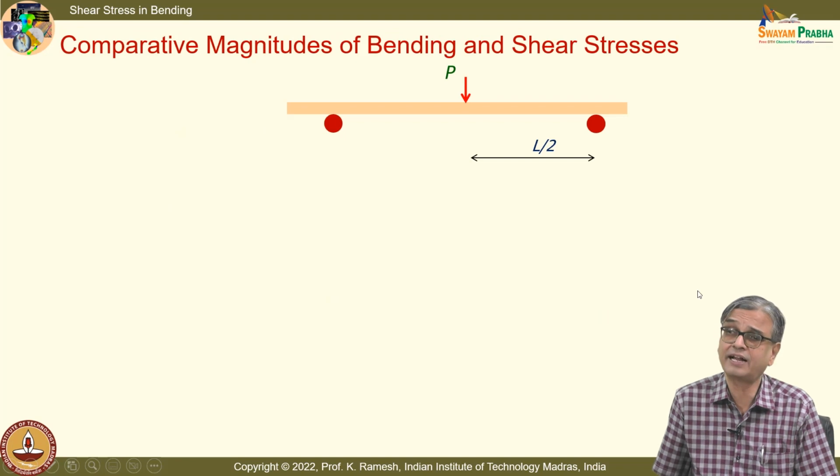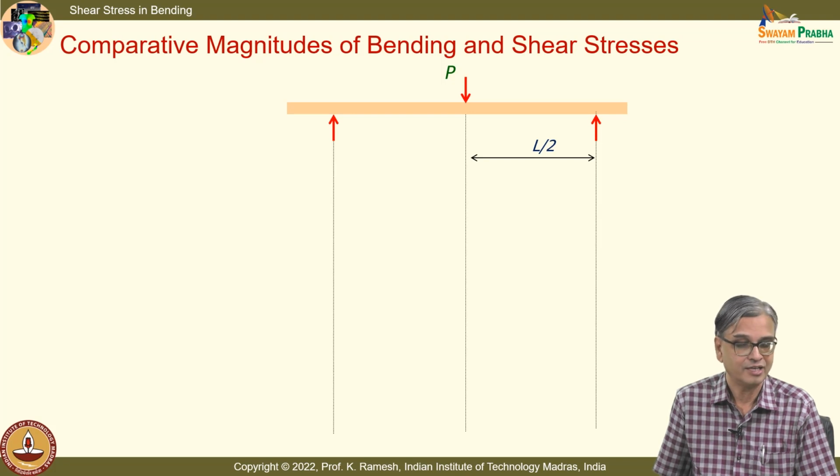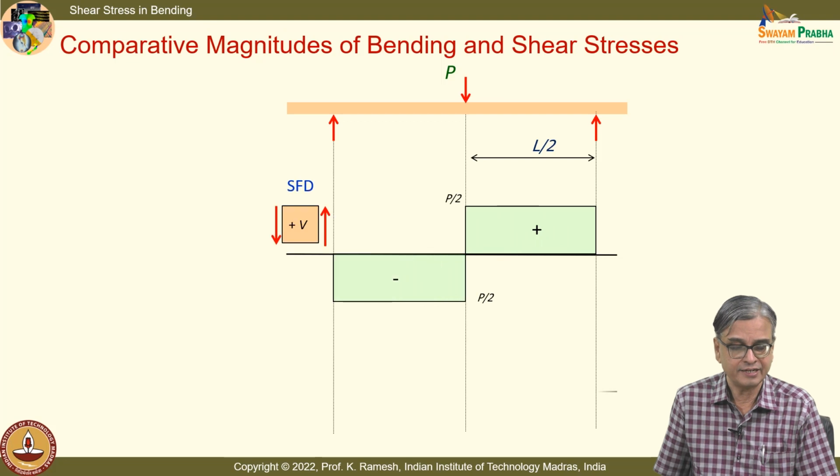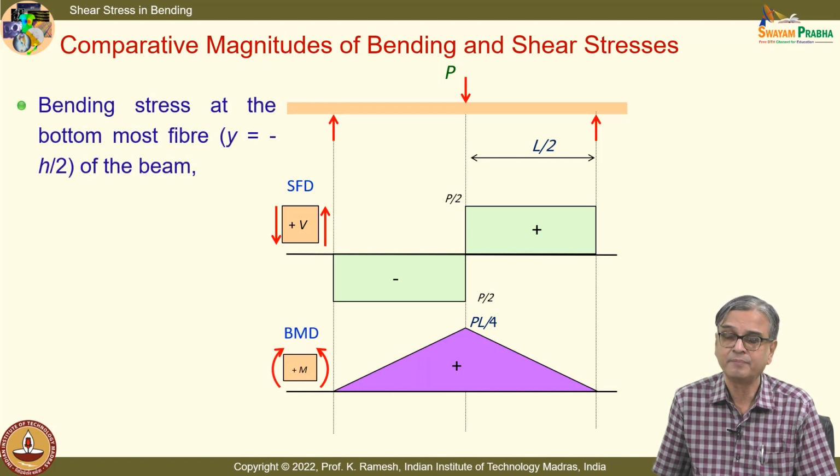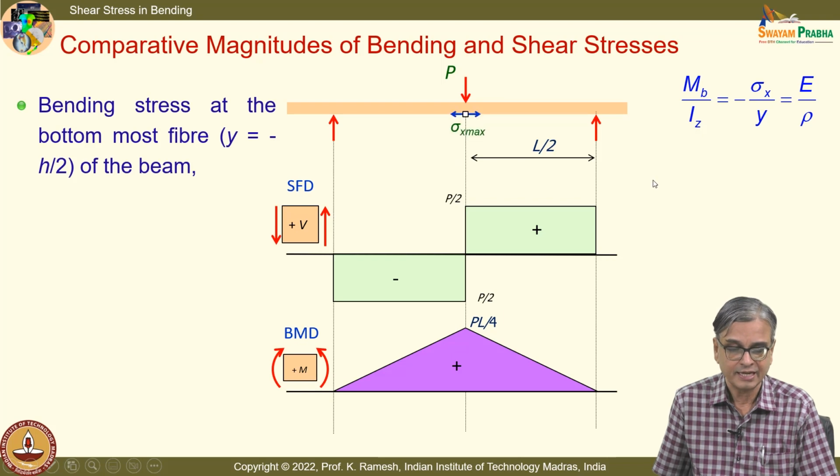Now let us look at the relative magnitudes of bending and shear stress. You have a rectangular cross section, and you have the shear force and bending moment diagram. Where do you have the maximum bending stress? You have the flexure formula here. The maximum bending moment is PL by 4, that happens here, and I can have this as a maximum tensile stress.